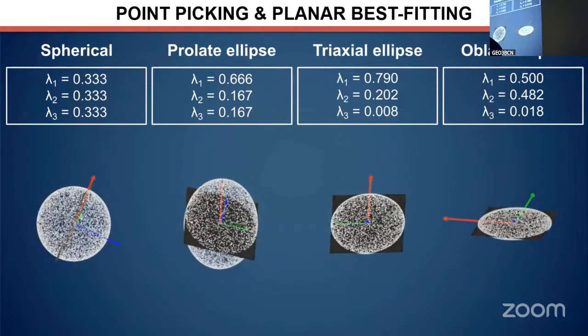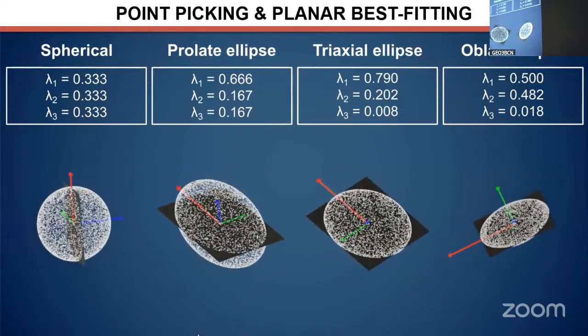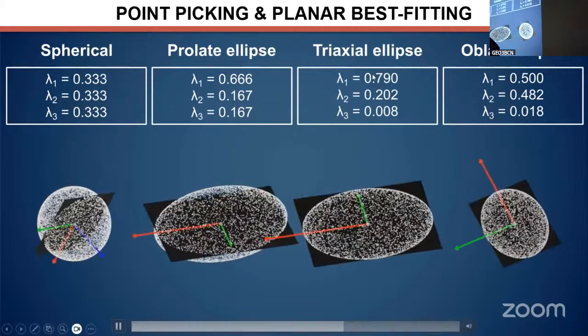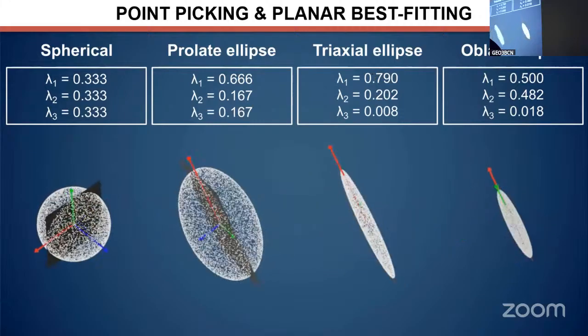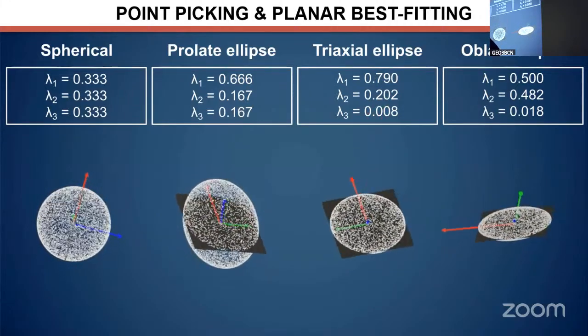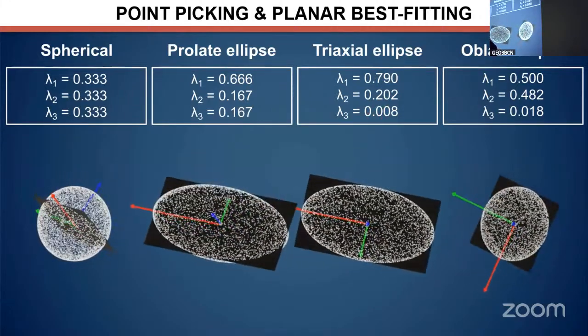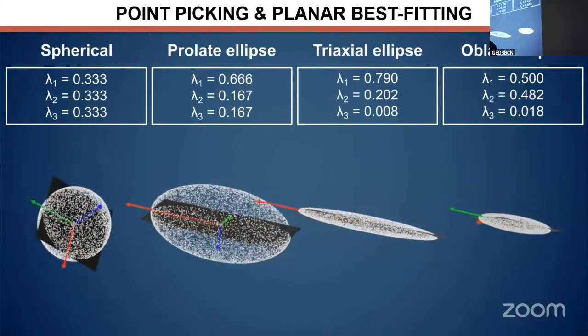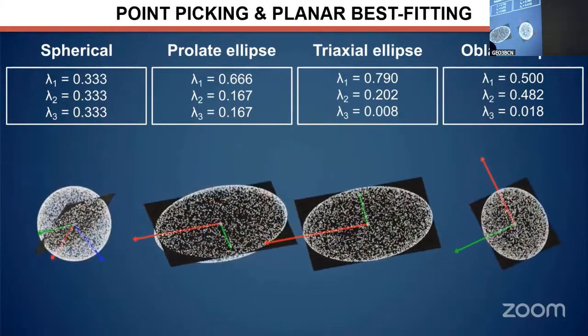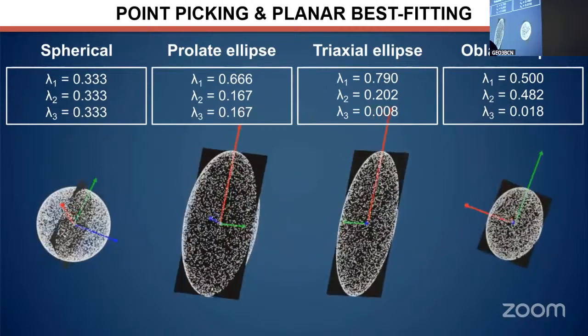In this case, we have an oblate distribution, and still the approximation with a planar fit is just nonsense. It becomes more and more interesting when we have this kind of distribution. Those distributions are characterized by a lambda 3, the minimum eigenvalue, which tends to be hundreds of times less than the other two, which means that the distribution is essentially flat. And in this case, it makes more than sense to fit this kind of distribution with a planar surface.